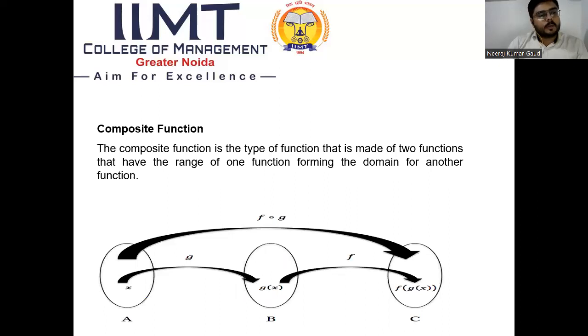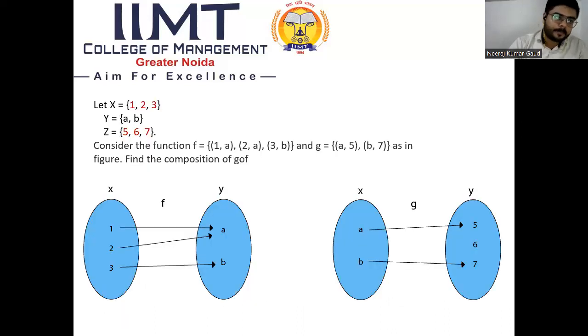Composite function. The composite function is a type of function that is made up of two functions, with the range of one function forming the domain of the other function. So let's take an example. Let we have set X which consists of 1, 2, 3. We have Y which consists of 1, a and b. We have Z which consists of 5, 6, 7. So we define a function f: 1 to a, 2 to a, 3 to b, and we define a function g: a to 5 and b to 7. Now we're going to find the composition g o f.